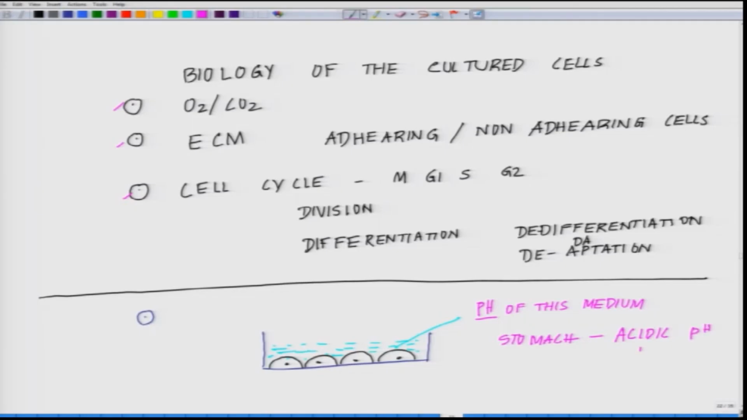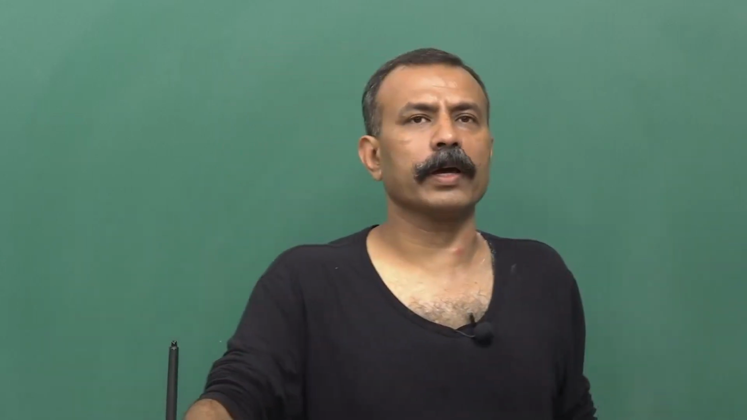So, it means less than 7. The cells involved in this are parietal cells, Schiff cells, all these different cells. These cells can withstand a very low pH for a transient period of time.